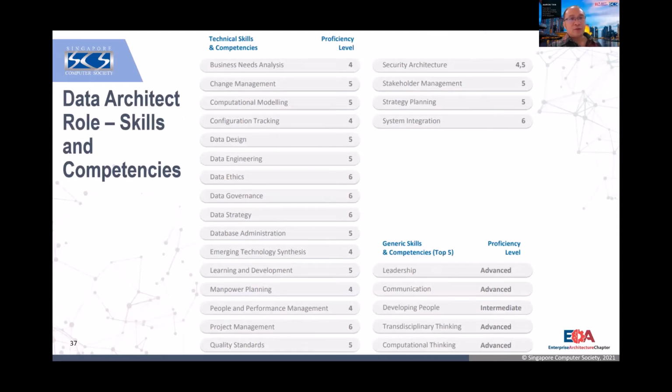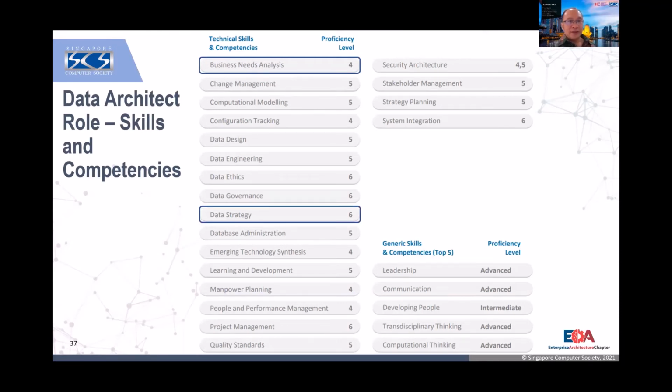So some of the skills required, right? Some I think are quite repetitive from the previous one, so I just highlight here, like business need analysis. Then the data strategy is very, very important, right? So data strategy basically aligns with the so-called enterprise strategy. Basically, all the strategy needs to be consolidated. You cannot run multiple strategies.